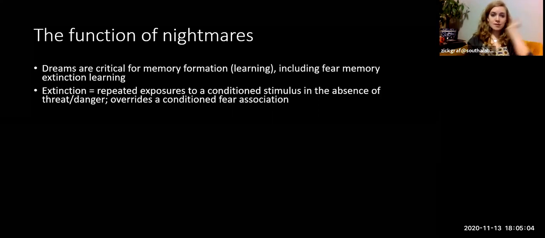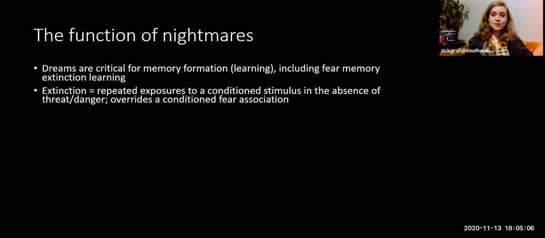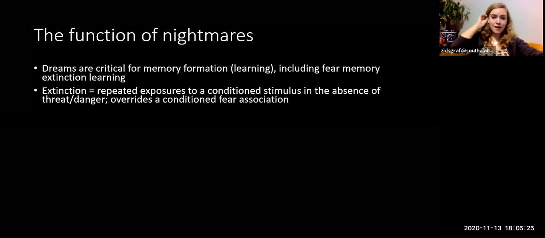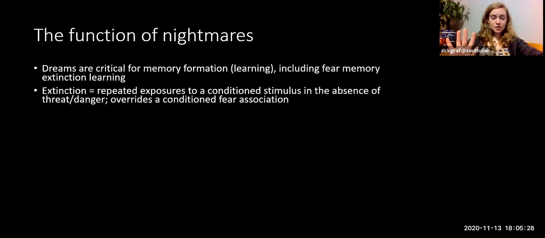So extinction happens, it's part of habituation, it's part of the treatment, the exposure therapy for anxiety, when someone experiences repeated exposures to a conditioned stimulus for fear in the absence of the original unconditioned stimulus of threat and danger. Extinction learning is actually a new kind of learning, so it exists on top of the original fear learning, the original fear association that we have. So when we see the stimulus in the future, both our original fear learning and our extinction learning are activated at the same time. And if the extinction learning is stronger than the fear learning, then we don't have a fear response.